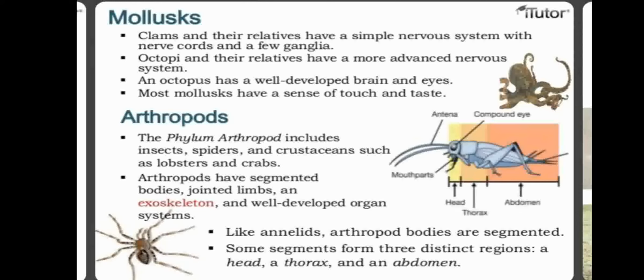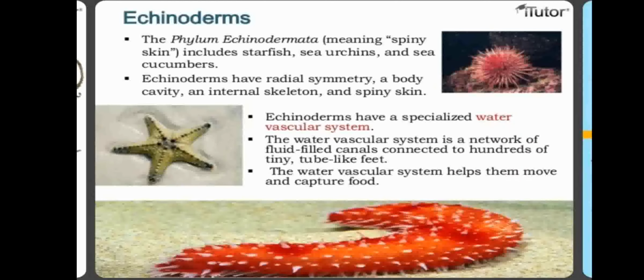Exoskeleton is the outer covering, and they have a tough exoskeleton made up of a substance called chitin. And like annelids, arthropod bodies are segmented. Some segments form 3 distinct regions: a head, a thorax and abdomen. These are arthropods. Next, the last phylum is phylum Echinodermata.